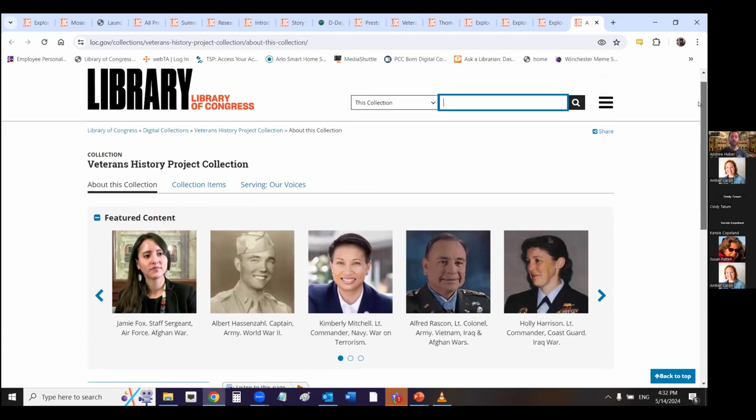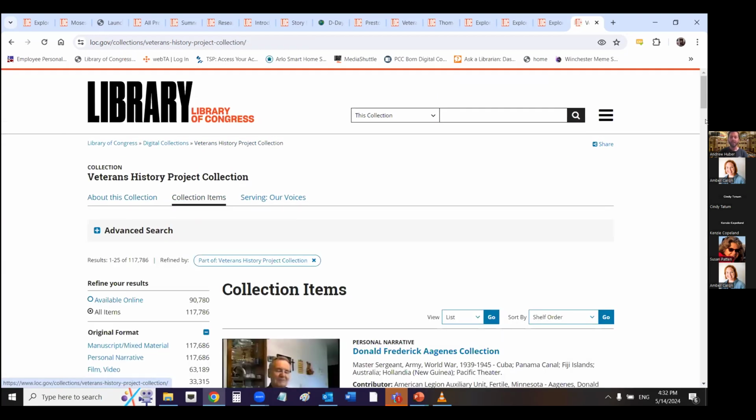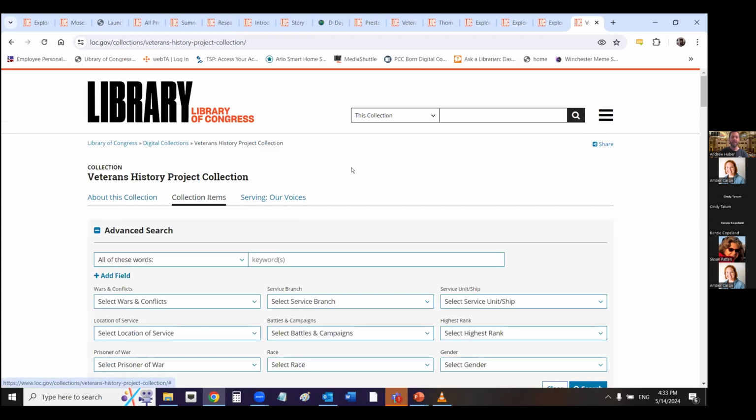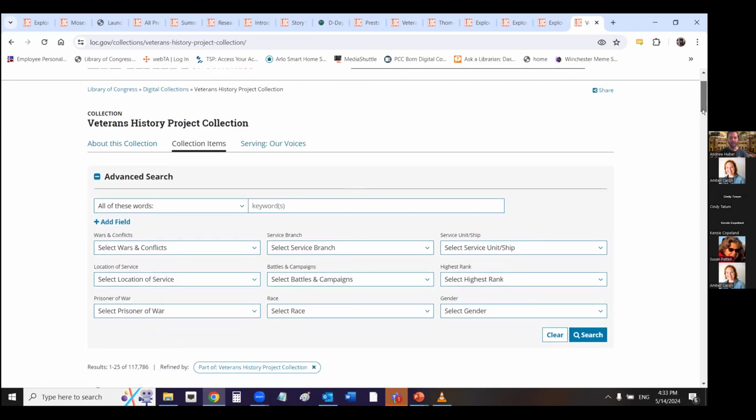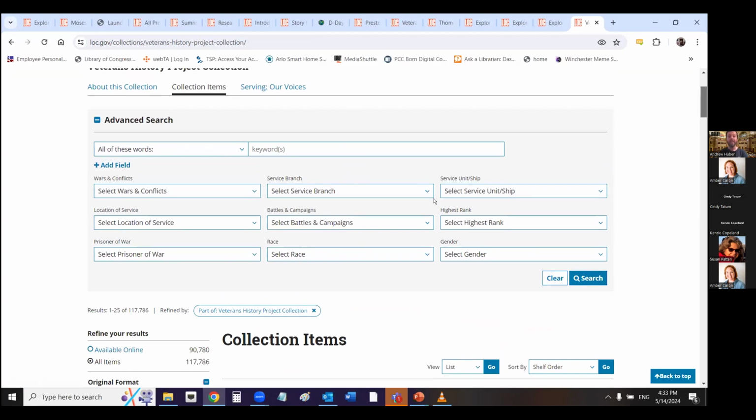All right, so once you have gone to the collection items and expanded the advanced search, here is where you get to the real power user stuff. All of these things can be combined with keywords. First you have these nine fields: wars and conflicts, service branch, service unit, location of service, battles and campaigns, highest rank, prisoner of war, race, and gender. And again, all of these can be combined. However, it can be a little finicky, so you do want to be careful. And I'll show you an example of this.